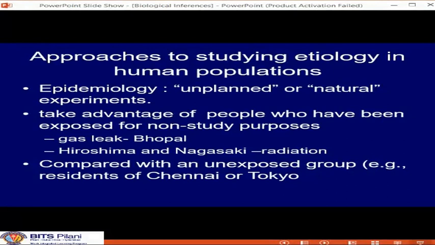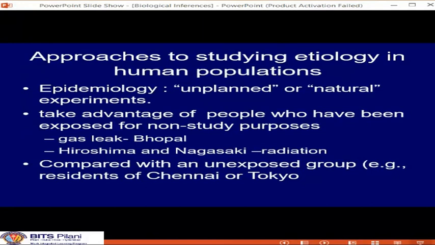So we can take the people of Bhopal who were exposed to the gas leak as cases. And we can look at the people of some other city which did not have a gas leak as controls. And we can follow them up for some more time as a cohort. And we can see whether there were more cancers in the people of Bhopal as compared to the other city, let us say Chennai.